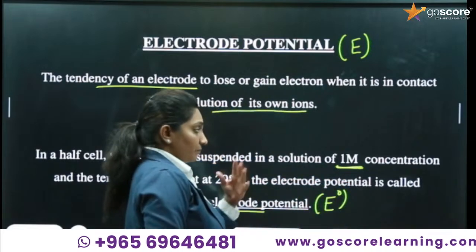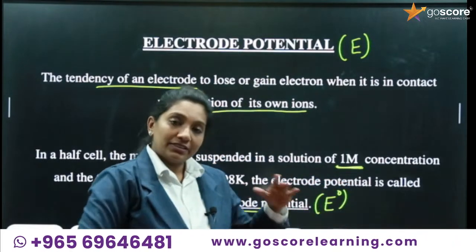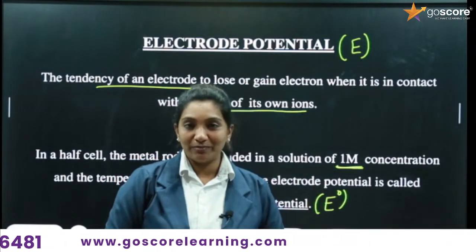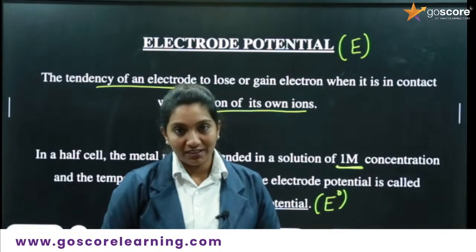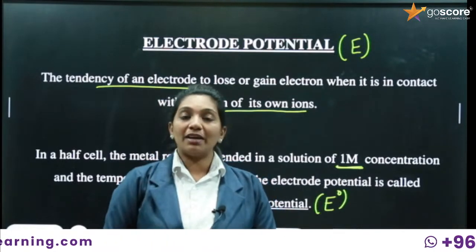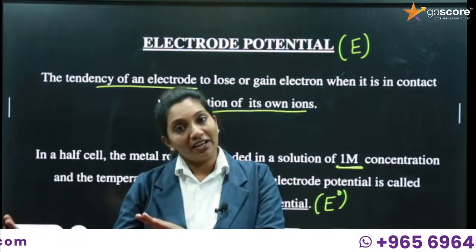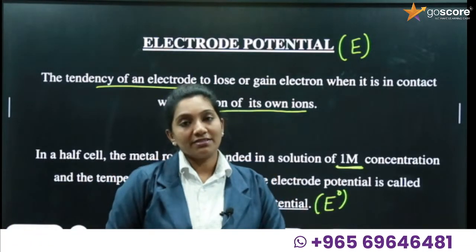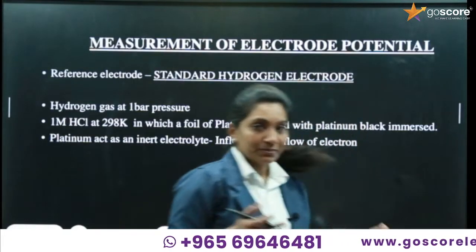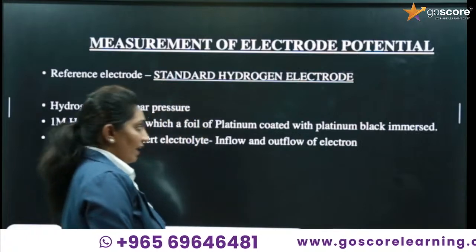Okay, so there we have learned the metal can have an oxidation potential, or a reduction potential can happen. It all depends on what type of solution we have kept, and in a cell whether it acts as the cathode or as the anode.